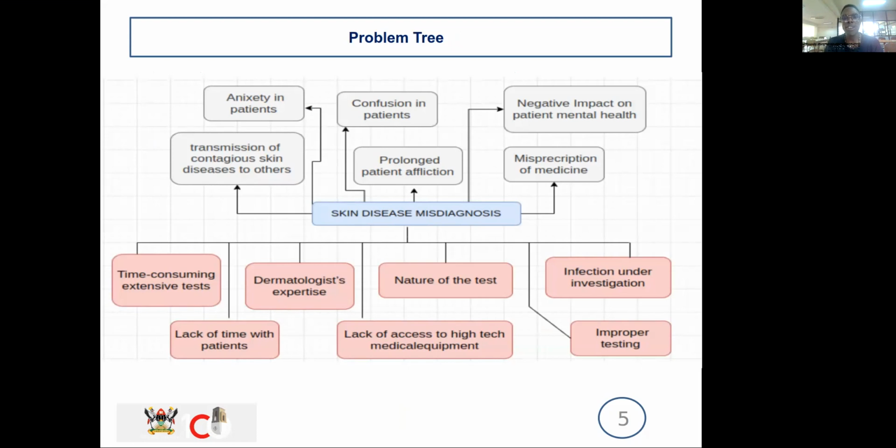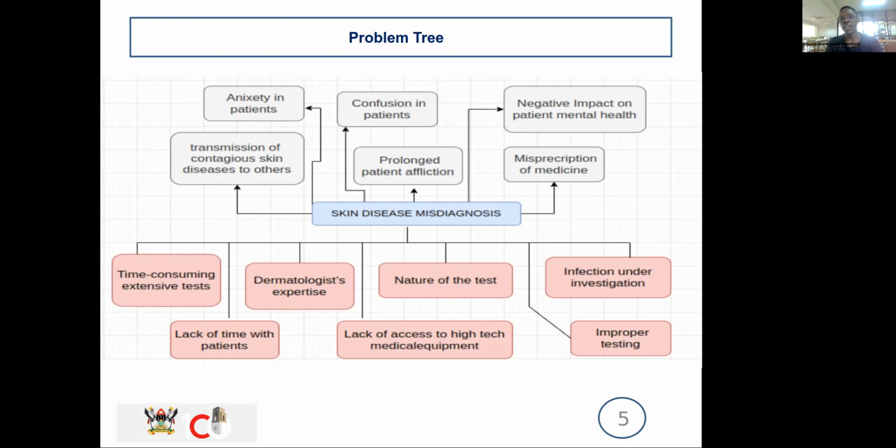The problem tree is a graphical and structural representation of skin disease misdiagnosis. In particular, here we're looking at how it really affects the human health expert. When this expert is doing diagnosis, it is time consuming due to extensive tests, and there is a lack of time with patients, because if the human expert is not close to the patient, they won't be able to get the required information. The level of experience of this expert might also lead to misdiagnosis, and so might the nature of the test, since most human experts might not be exposed to hard kinds of tests, and there is a lack of access to high tech.